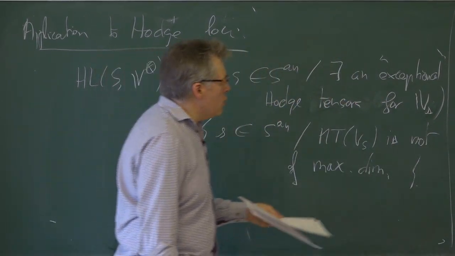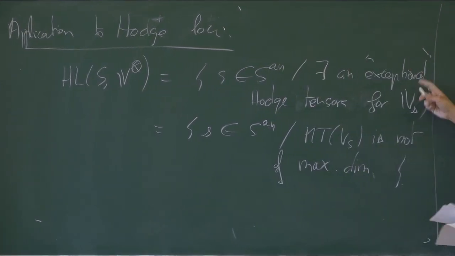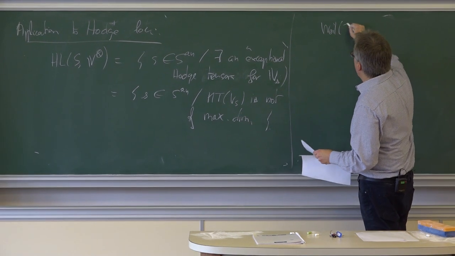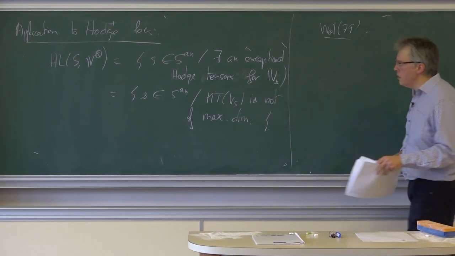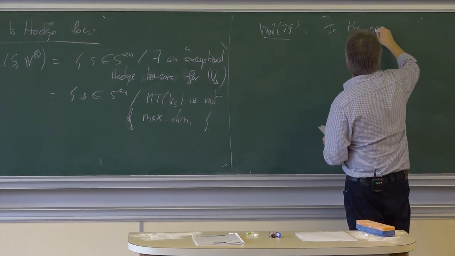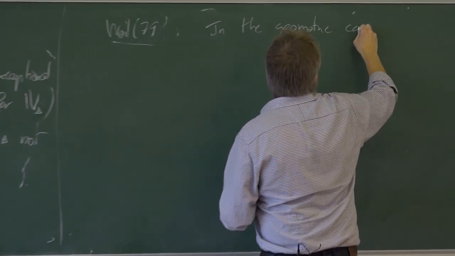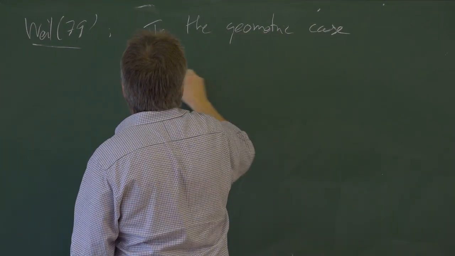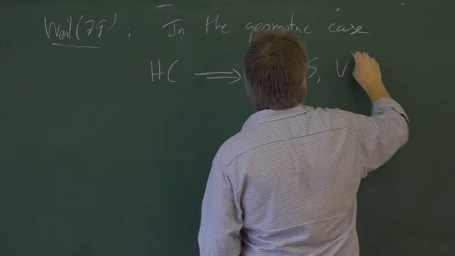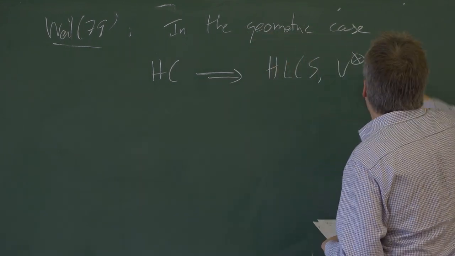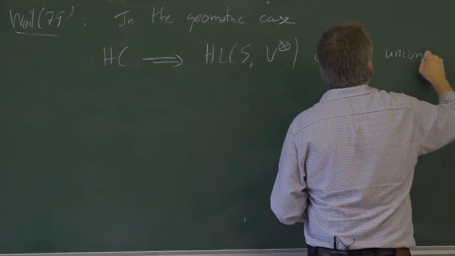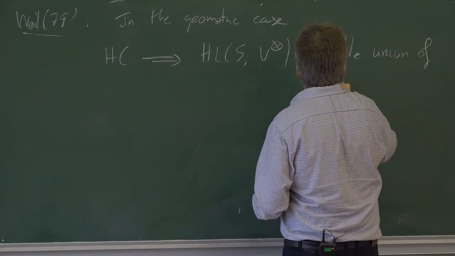Okay, so now you want to understand the geometry of that locus. The remark, and this was done by Weil in '79, is that if you are in the geometric case, the Hodge conjecture implies that this locus is a countable union of algebraic subvarieties of S.